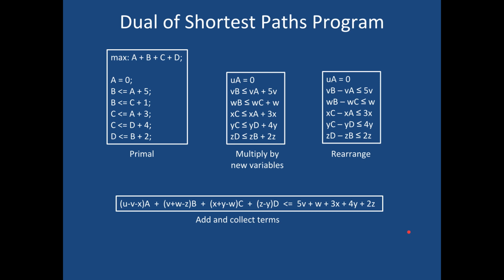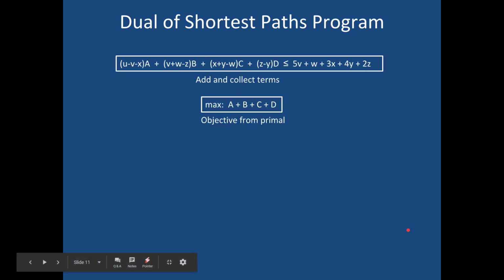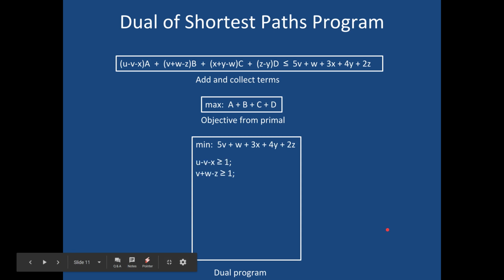And then what are the constraints of my dual program going to be? What do we want u minus v minus x to equal? Remember, when we're done, we want this to be the objective up there. So what do we want this to be? We want that to be 1. We want that to be 1. We want that to be 1. We want that to be 1. And we want to minimize that. So to make a long story short, here's your dual.